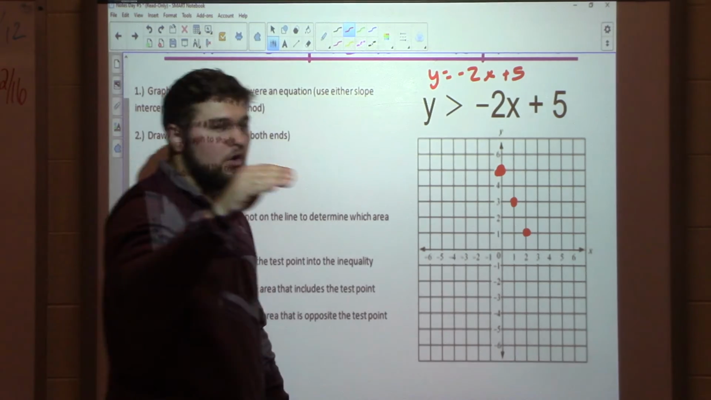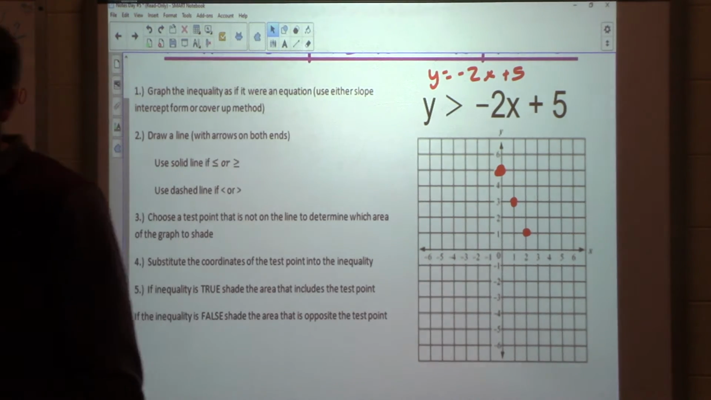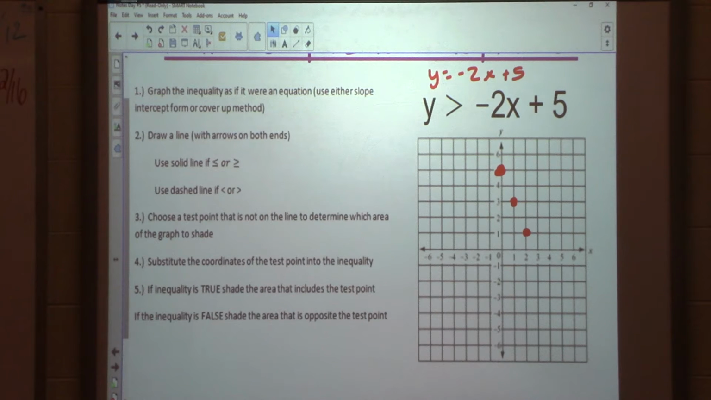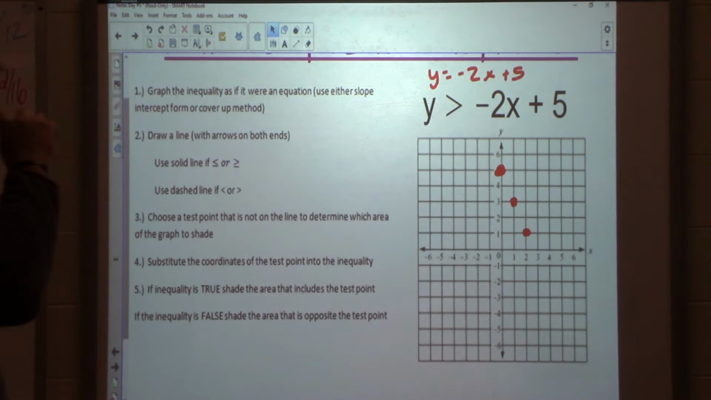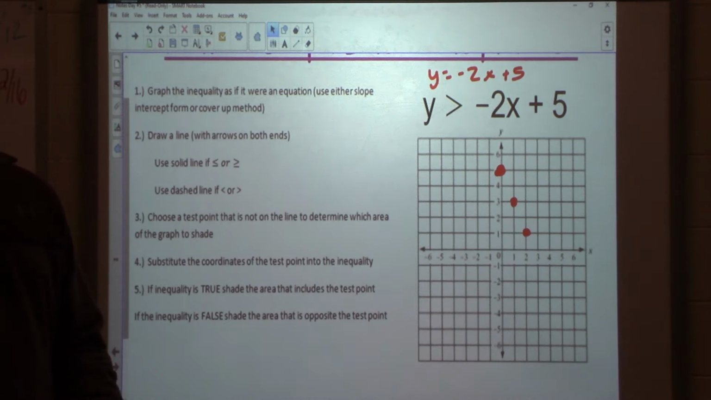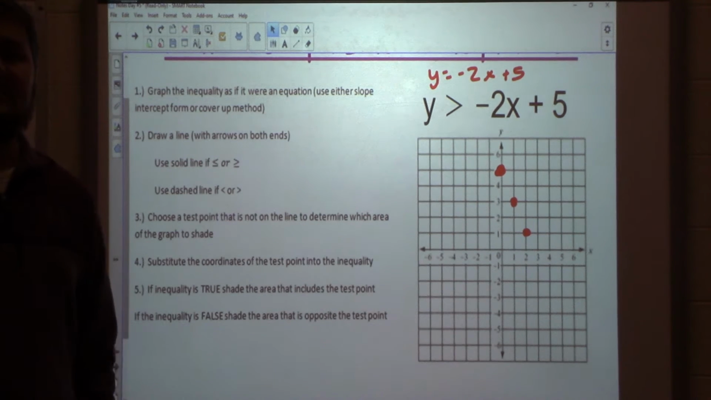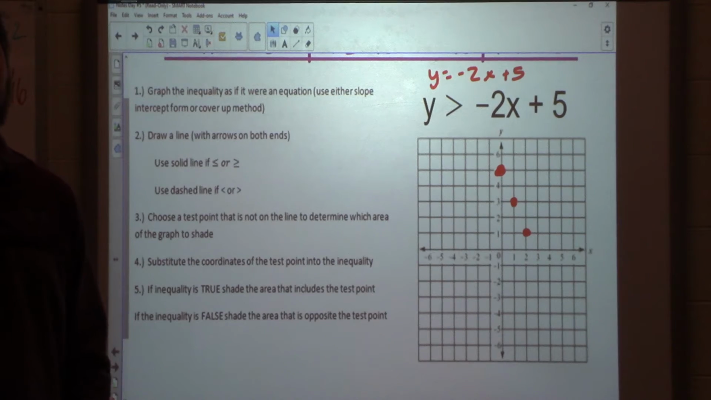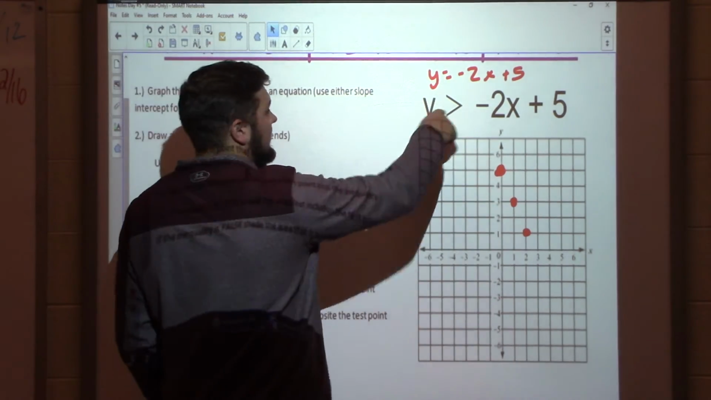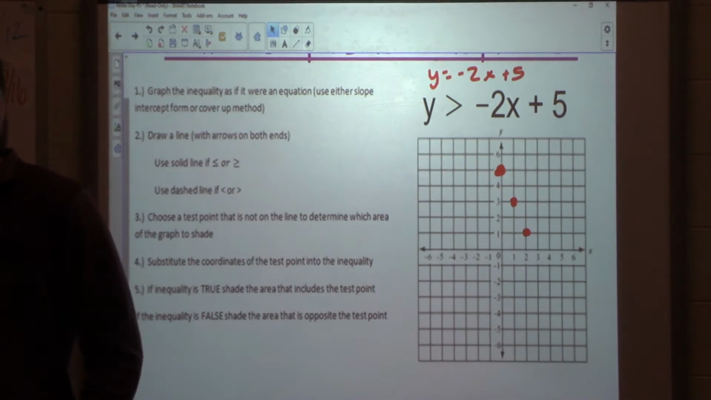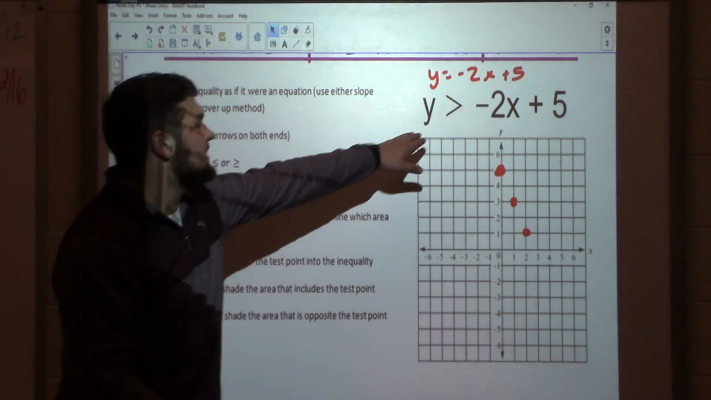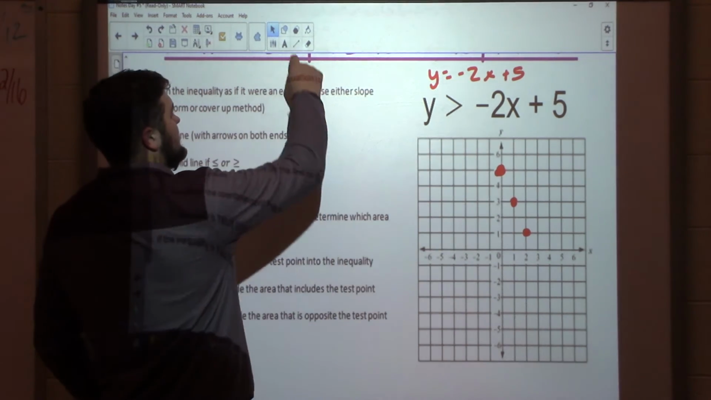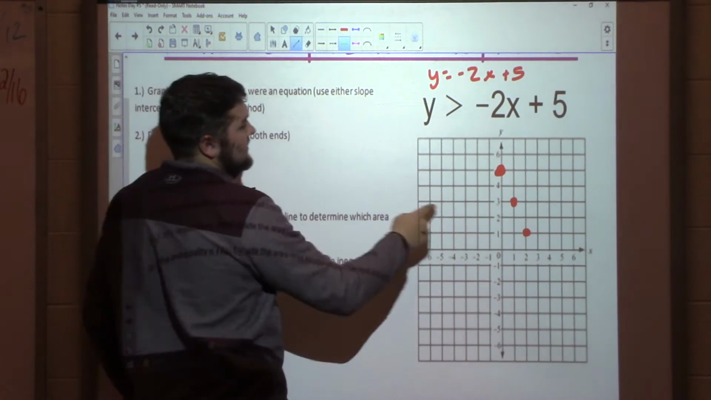Now, before you draw your line in, you need to figure out if it's going to be a solid line or a dashed line. Does anyone remember how you determine between that? Taylor? The solid is the one that's equal to. The "or equal to"? Yeah, and then the other is dashed. The dashed line would be just less than or greater than. Less than or equal to or greater than or equal to would be a solid line. So in this case, we're going to have a dashed line. So make sure you put a dashed line in there.